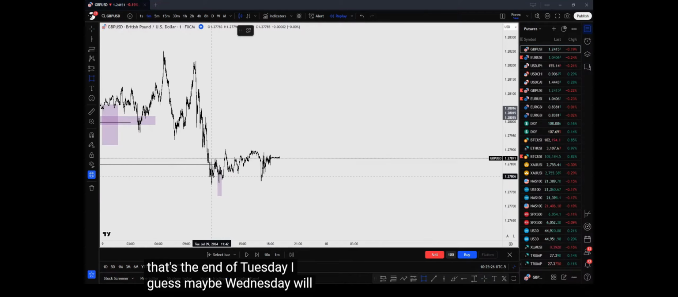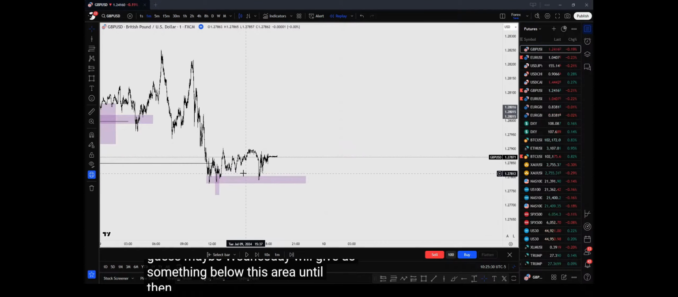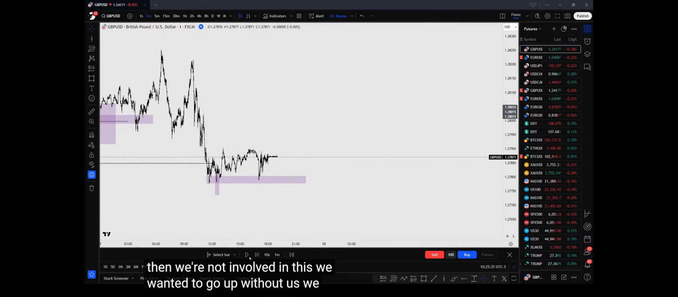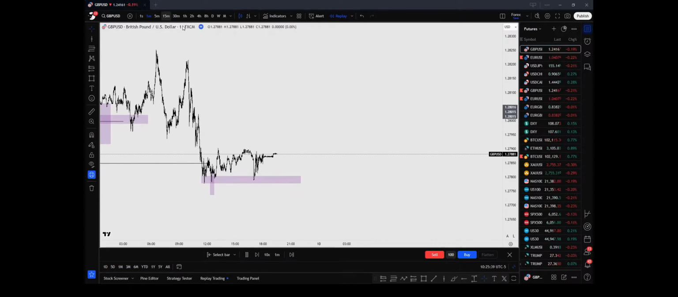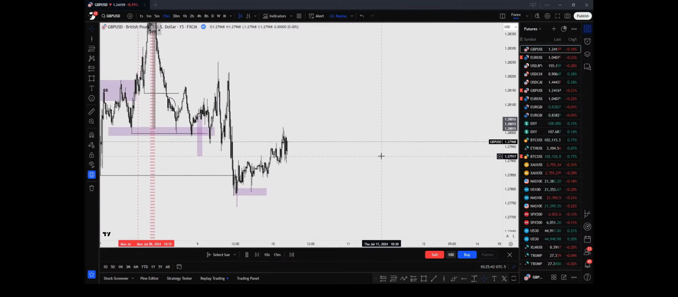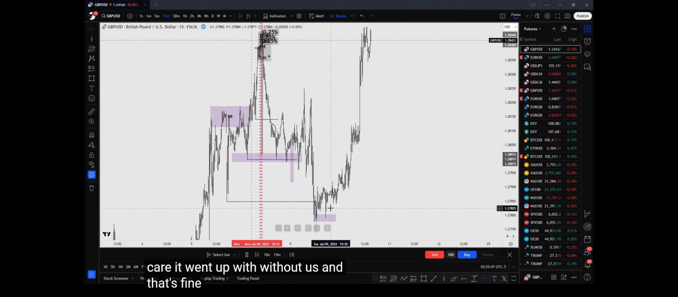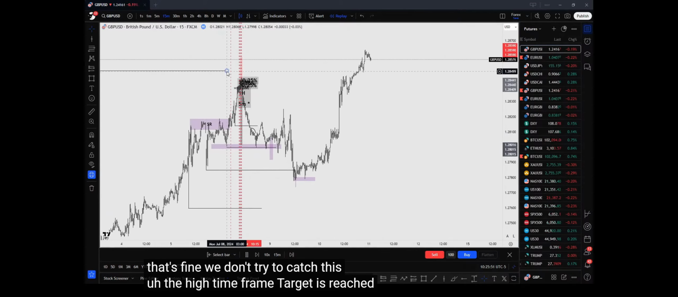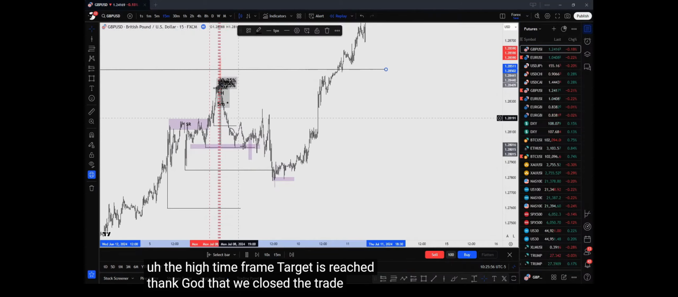Maybe Wednesday will give us something below this area. Until then, we're not involved in this. We want it to go up without us. We don't care. It went up without us, and that's fine. We don't catch this. The high time frame target is reached. Thank God that we closed the trade on Monday, right here.